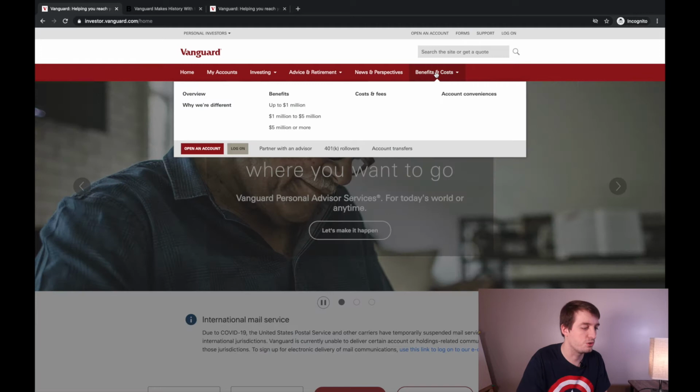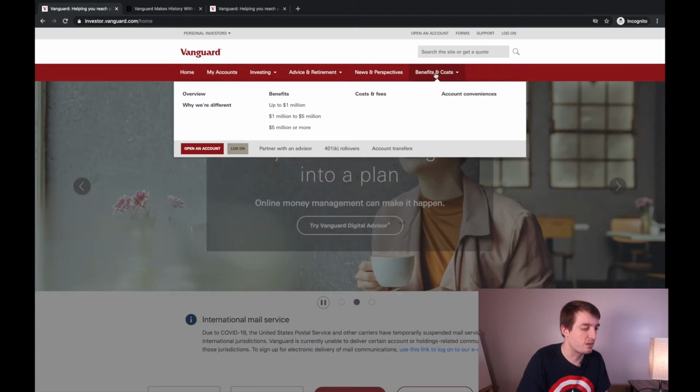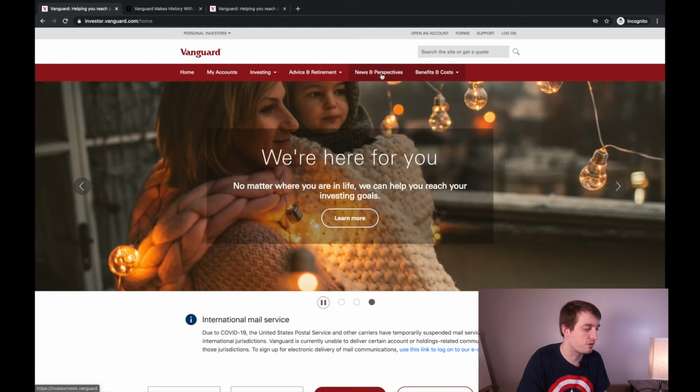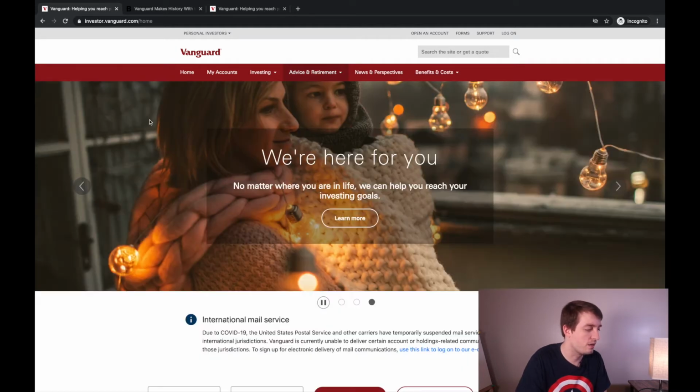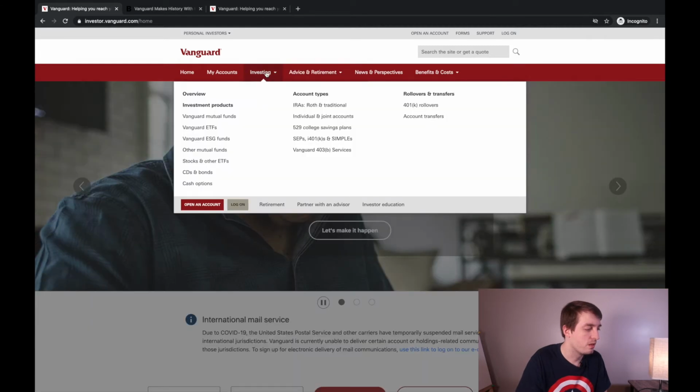A lot of different things to choose from there. And then also, they talk about the different costs associated with them managing your funds here on Vanguard. And underneath one of these, you can see that if you want to open an account, you can start right here.